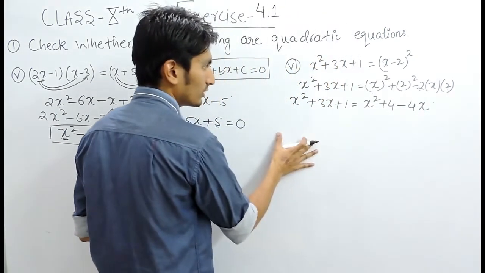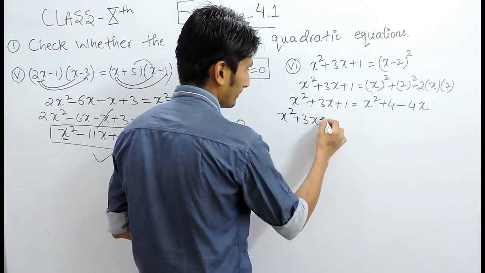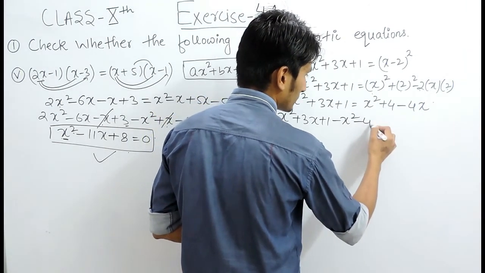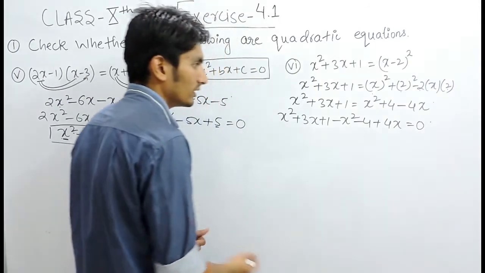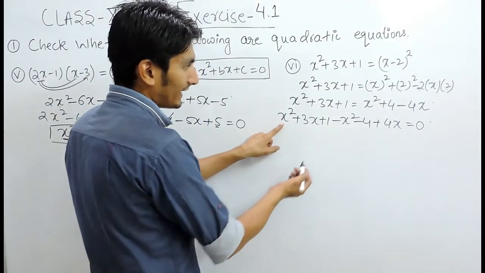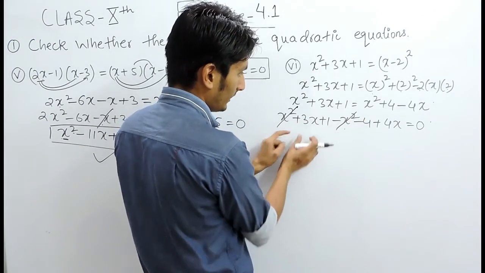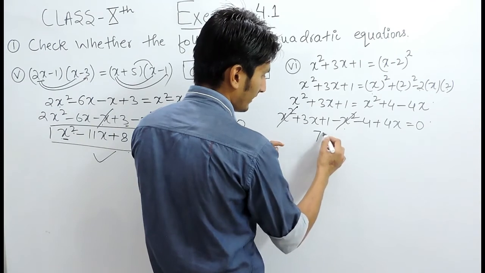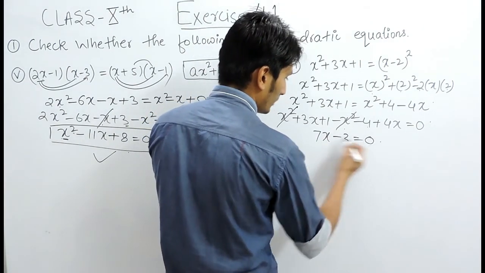Now shift all the terms to the left hand side. So this will become x square plus 3x plus 1, this will become minus x square, this will become minus 4, and this will become plus 4x equals to 0. Now these like terms can be solved, plus minus can be cancelled out, and this term x and x can be solved. 3 plus 4 is 7x, and 4 minus 1 is basically 3 equals to 0.